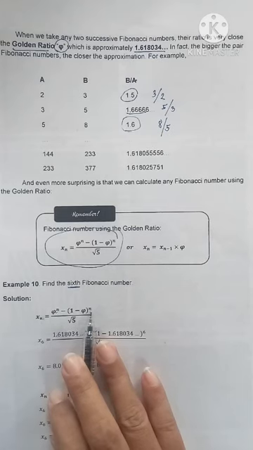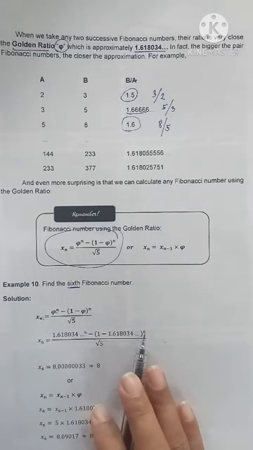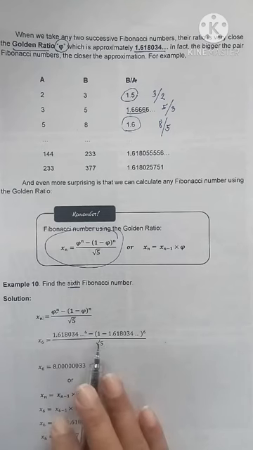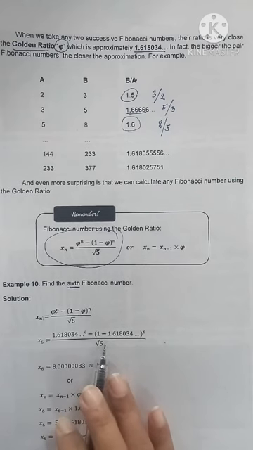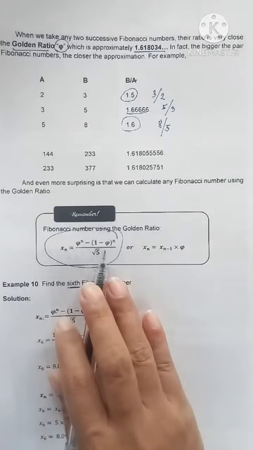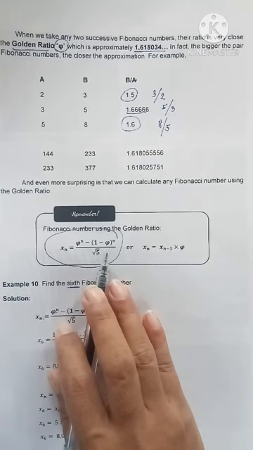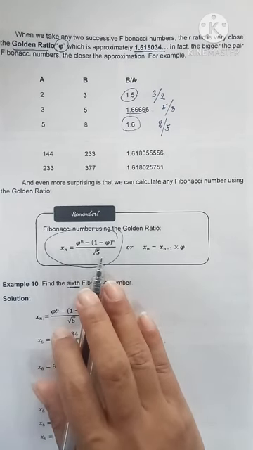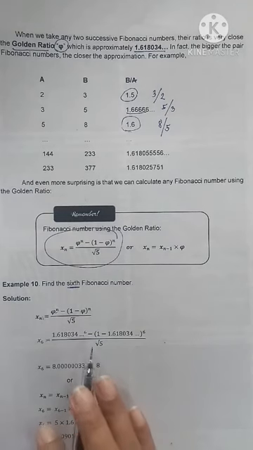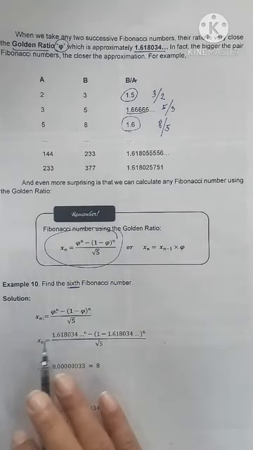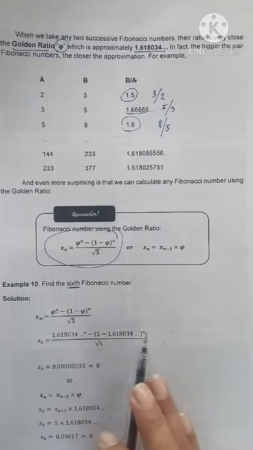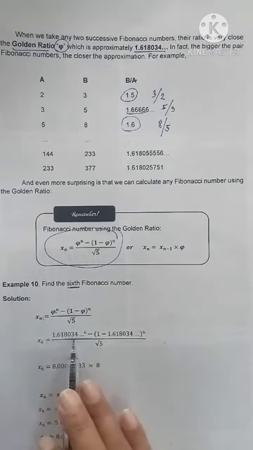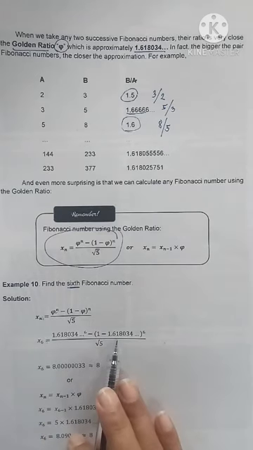And then raised to n. Our n again is 6. Divided by the square root of 5. The square root of 5 is fixed, since that is what is in our formula. So we're just going to copy, and what we're going to substitute is only the value of n and the golden ratio.